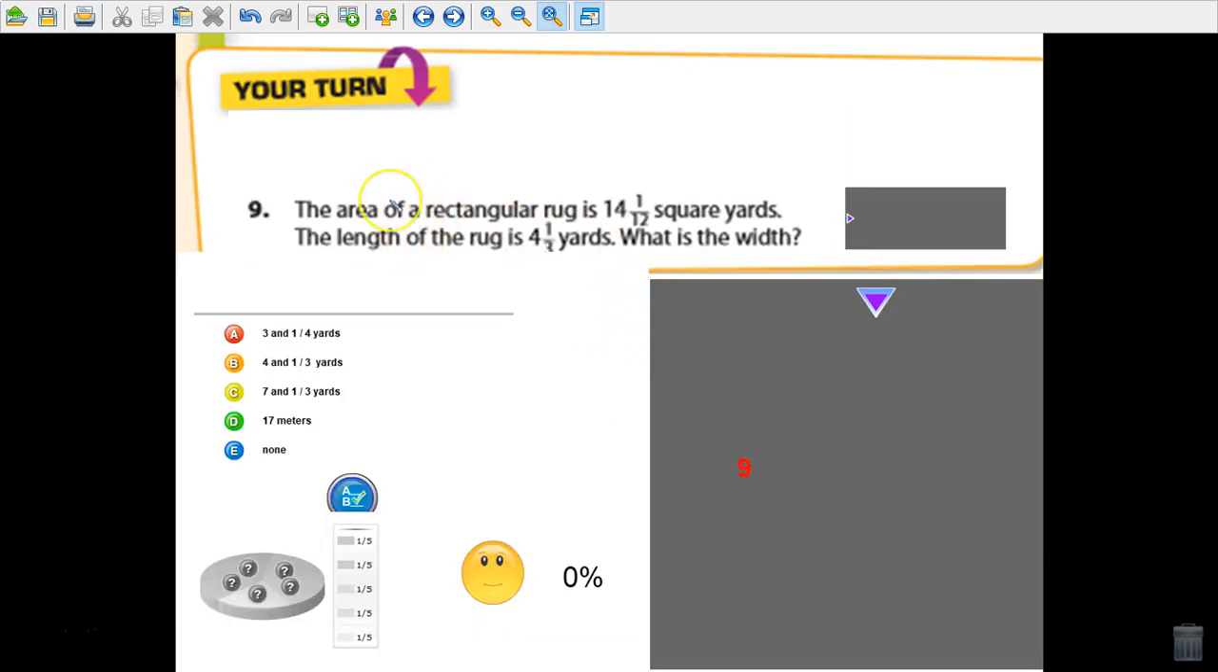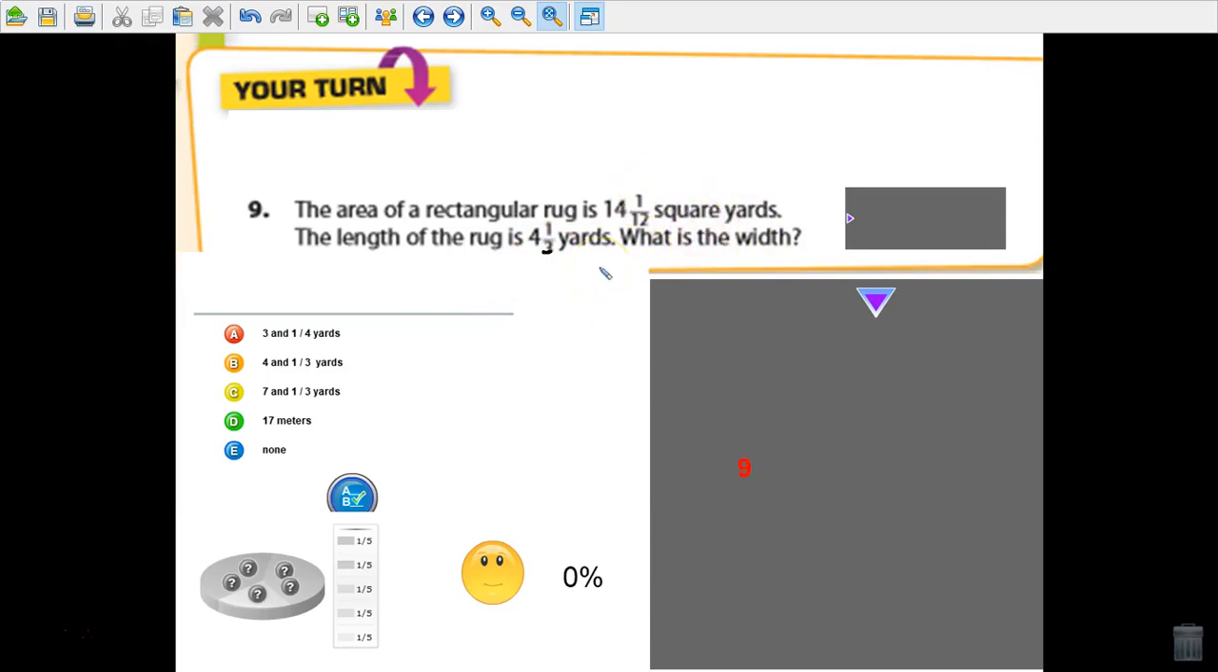The area, wait, pause, stop, take a break. All right, you guys should be good. You should pause by now. Let's work it out. The area of a rectangular rug is 14 1/12 square yards. The length of the rug is 4 1/3 yards. What is the width? I do believe that's a 3. Okay, what is the width?